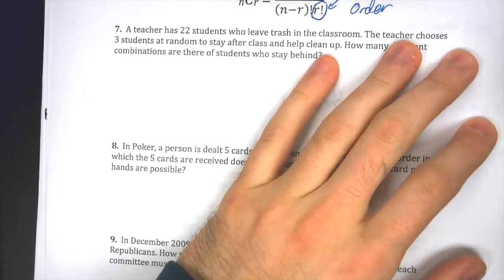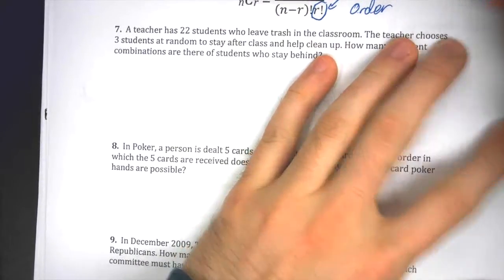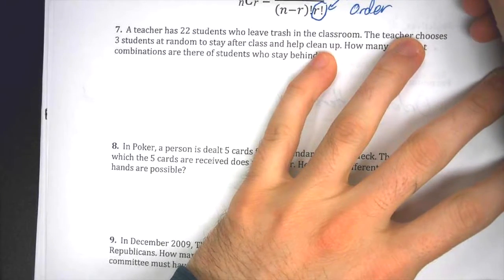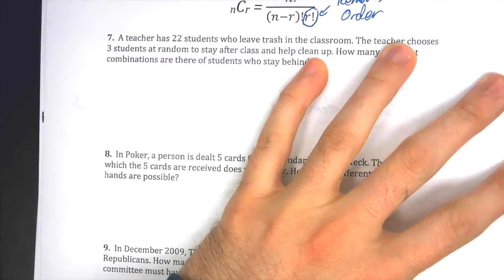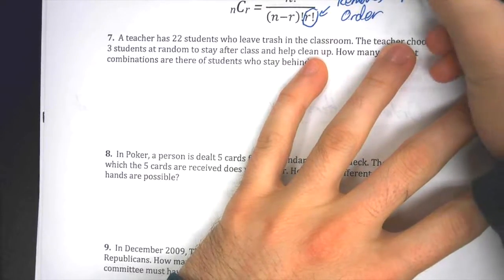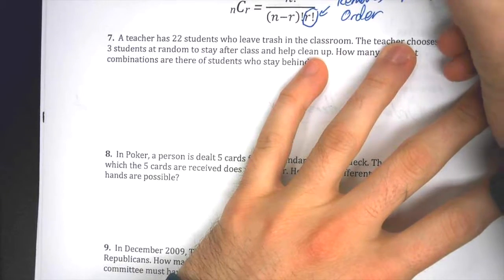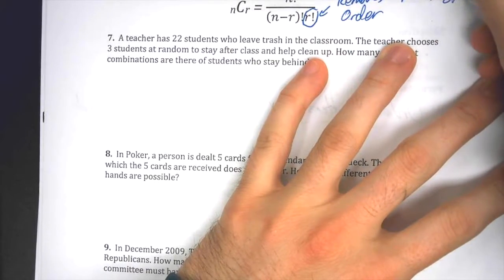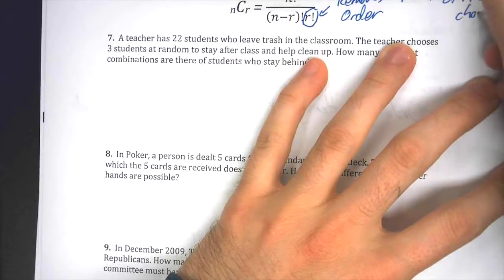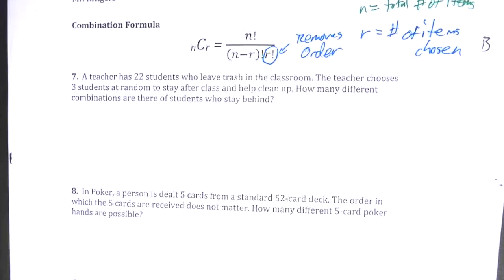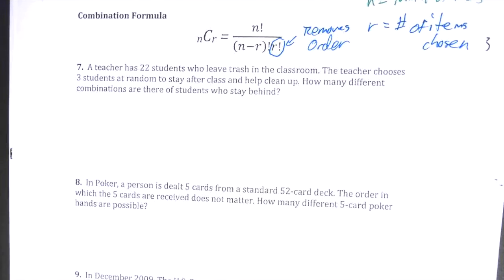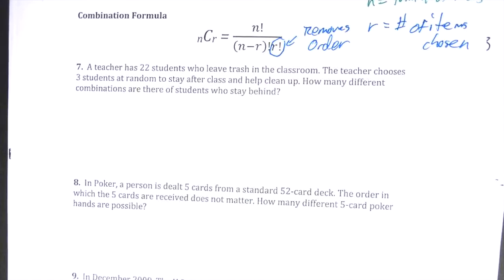Our values for these are exactly the same, where n is the total number of items. R is the number of items chosen. Sorry, that's off the screen. N is the total number of items. R is the number of items chosen.